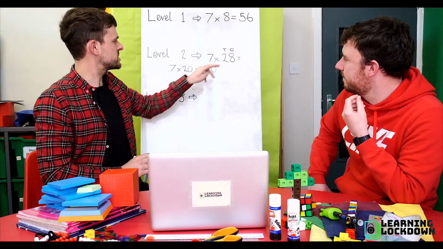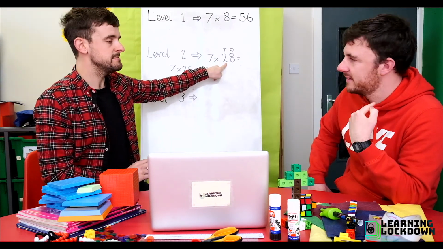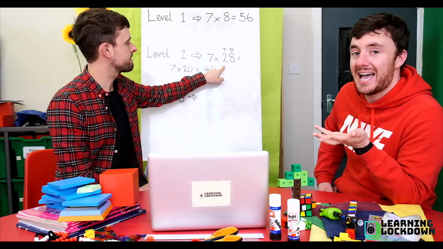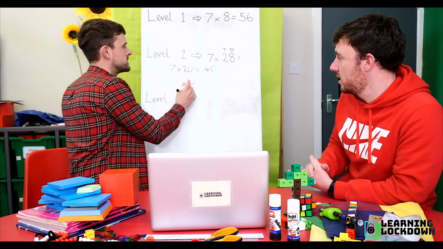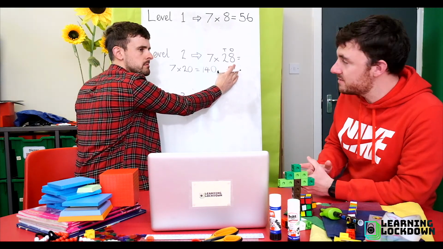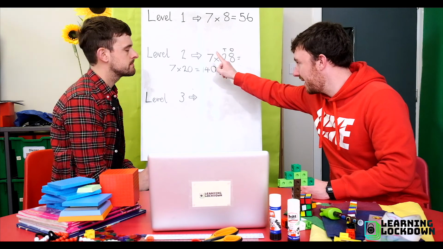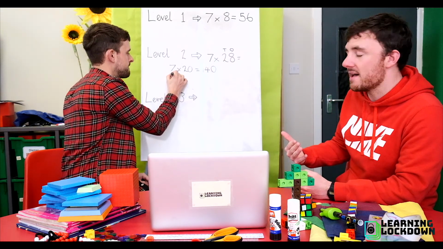Now, if we finish the calculation here, we've done 7 times 20. Yes, but we've got to remember the other part after partitioning. You can see the other part is the ones, and there are 8 ones. So is it 20 times 8? No, it's not 20 times 8, because we are still multiplying by this number. We're always multiplying by 7 in this question.